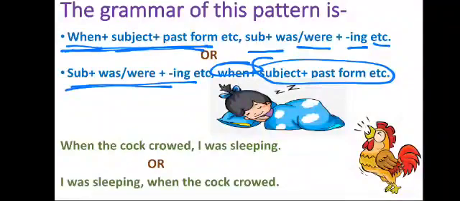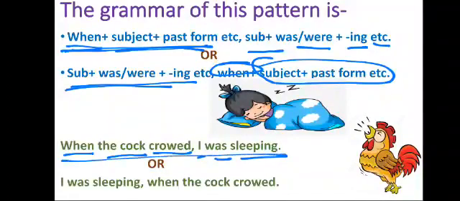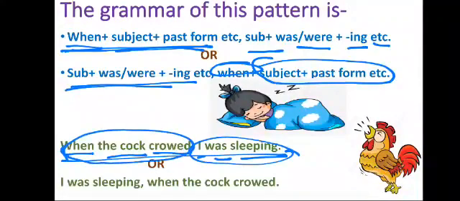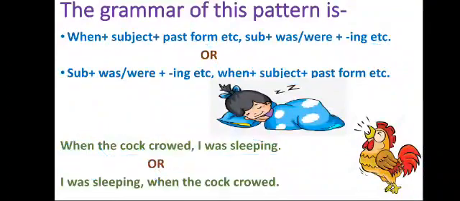Now let us take an example. When the cock crowed, comma, I was sleeping. So this is the first kind of the sentence. When, connective, subject the cock, past form of the verb that is crowed, comma, subject I, out of was and were we are using was, sleeping, ing form of the verb. Or we can take it the other way round. We will first take the continuous sentence and then we will use the when and the past sentence. So I was sleeping when the cock crowed. Again, when the cock crowed, comma, I was sleeping. Or we can also say I was sleeping, comma, when the cock crowed.